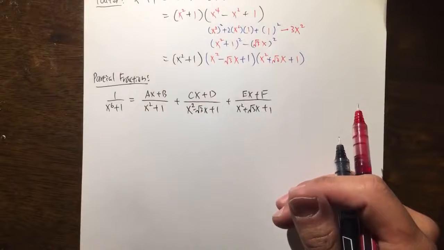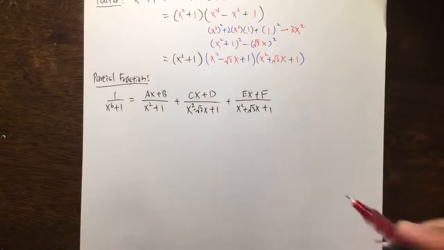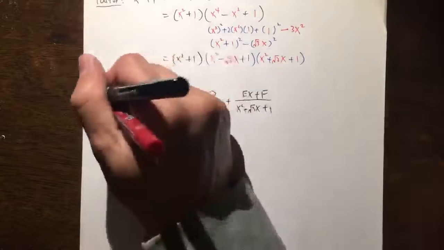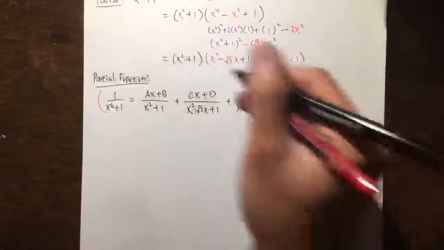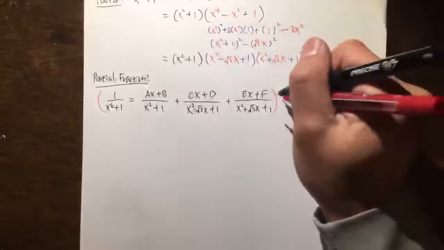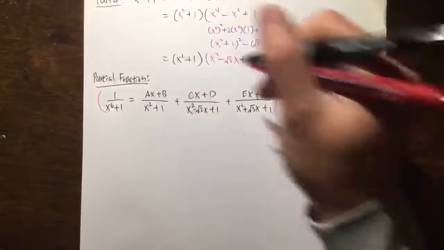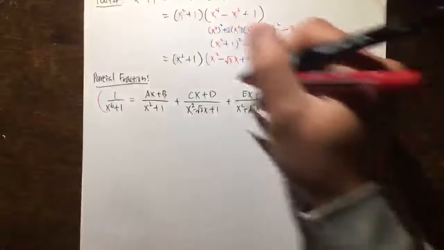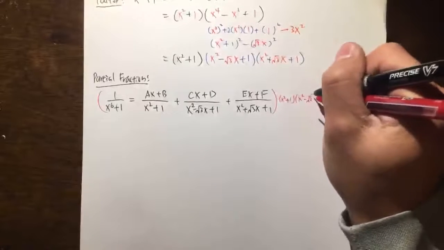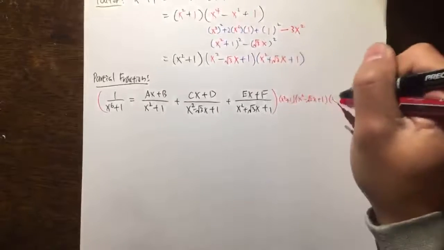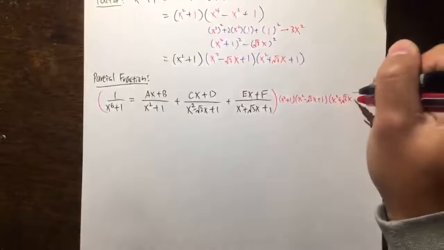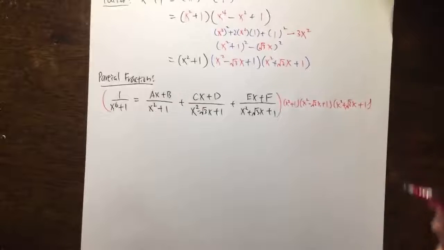Anyway, I am going to just pretty much multiply everything by these 3 factors. So I will just write this down. We multiply everything by x squared plus 1 times this guy, which is x squared minus square root of 3x plus 1, times this, x squared plus square root of 3x plus 1.